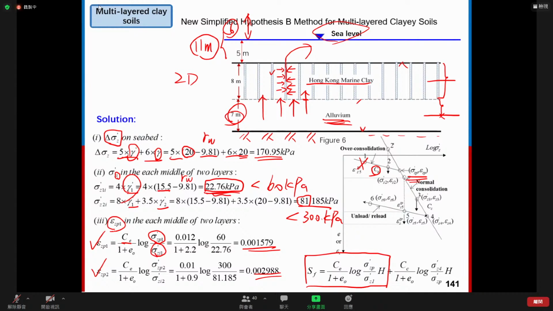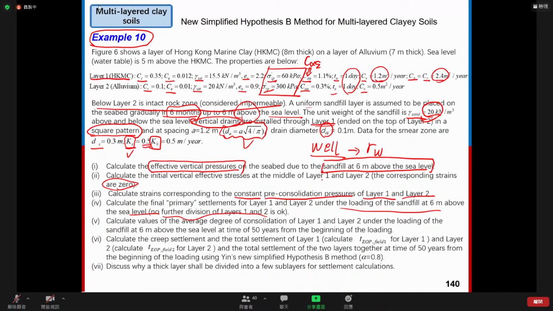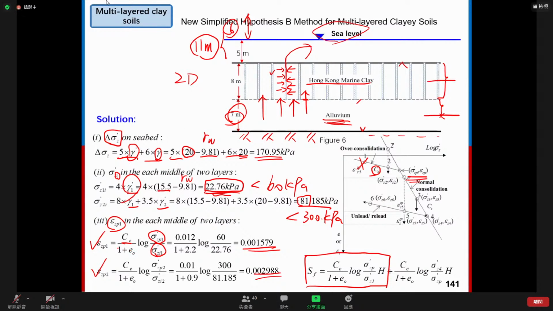Here, one more thing I want to say is that because we assume the corresponding strain at the initial vertical effective stress is equal to 0, the strain at the pre-consolidation pressure is equal to 0 plus this value, and then 0 plus this value, and we get the result. We have an assumption, okay?